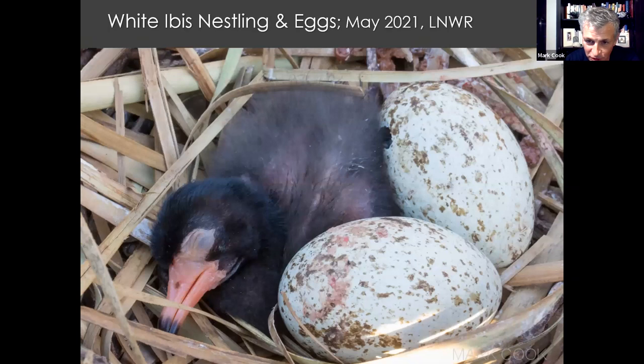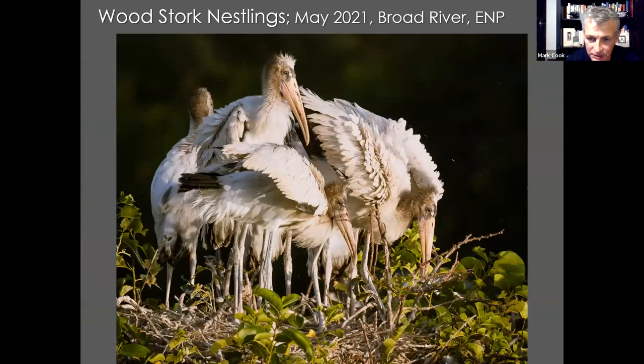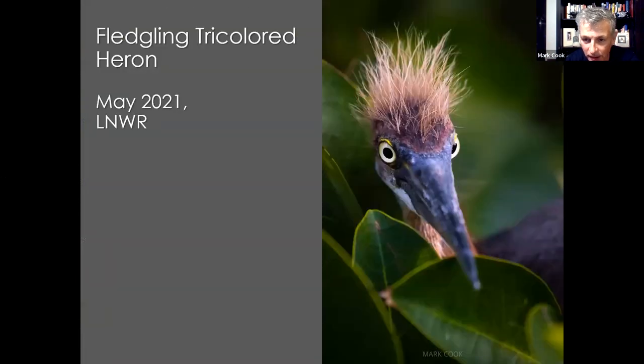That's what a white ibis looks like as a chick. This is that photo of those dead storks I showed you earlier. This is the same area, just to show the contrast this year, how successful they were.